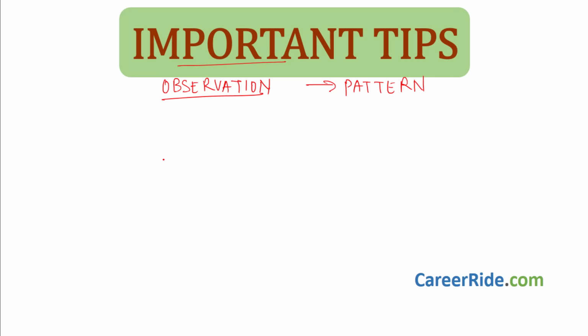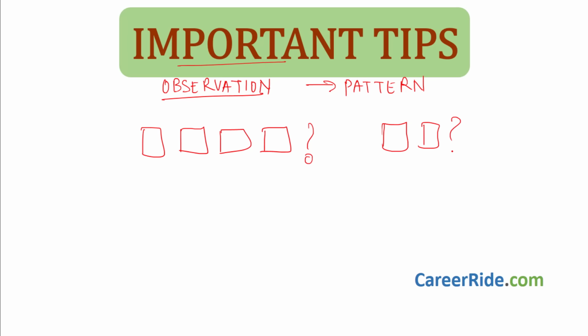The way the sums are asked in non-verbal analogy, they give you 4 figures like this, 1, 2, 3 and 4, and they ask you what is the 5th figure. Or they might give you say 2 figures, ask you the 3rd figure, again they'll give you the next 2 figures, 4th and 5th one. Anything can be there. They'll give you 4 options, 1, 2, 3 and 4. We have to choose the right option.